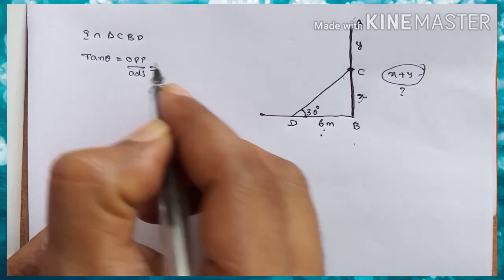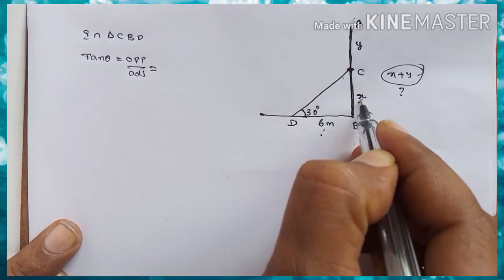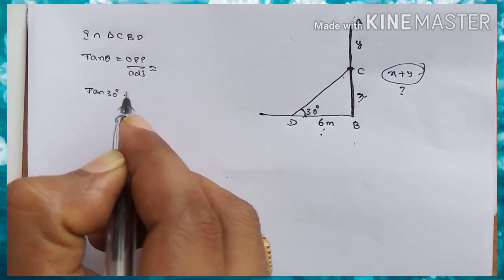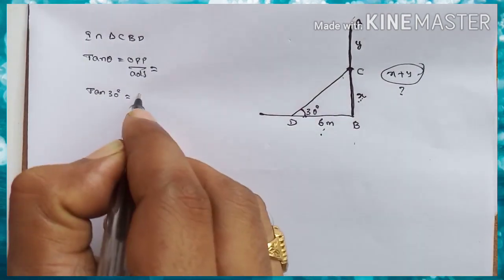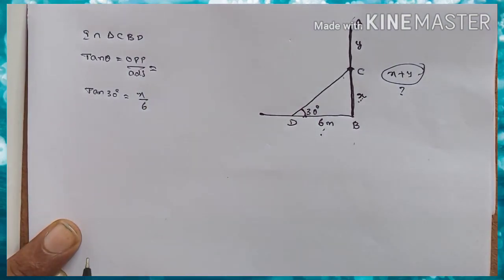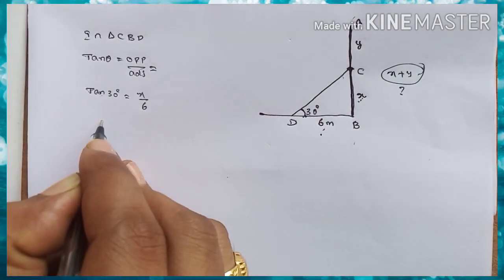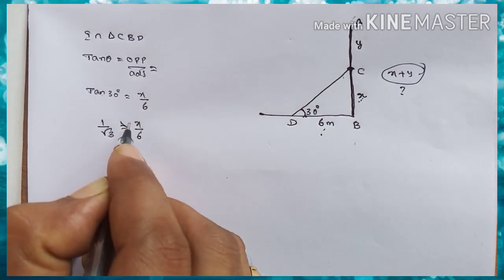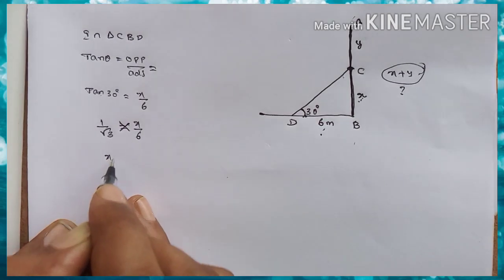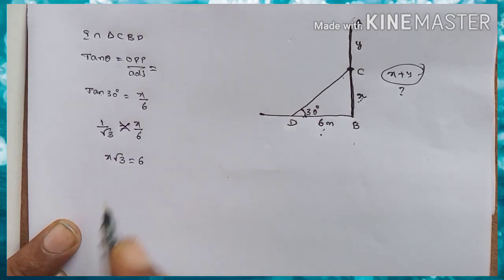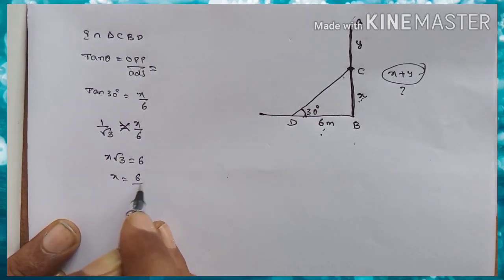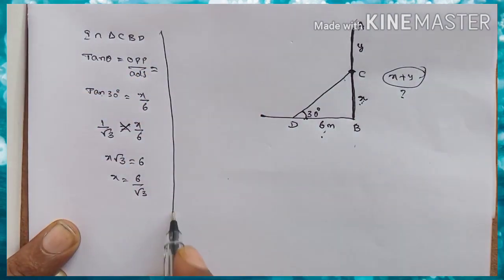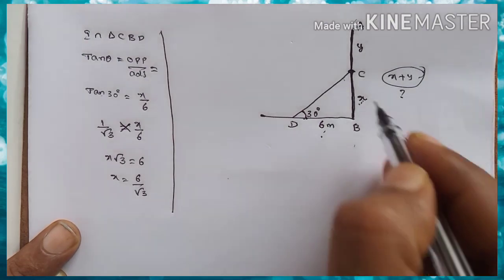Tan theta, the opposite side is equal to X. So tan 30 degrees is equal to the opposite side X by the adjacent side 6. Tan 30 value is 1 by root 3, equal to X by 6. Apply cross multiplication. X into root 3 is equal to 6. X is equal to 6 by root 3. This is the first part. We got the X value.